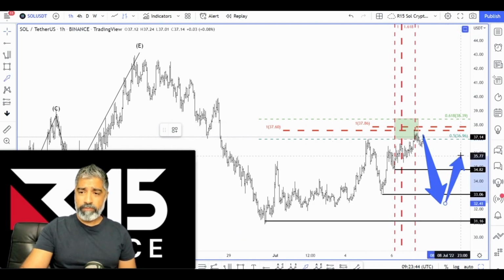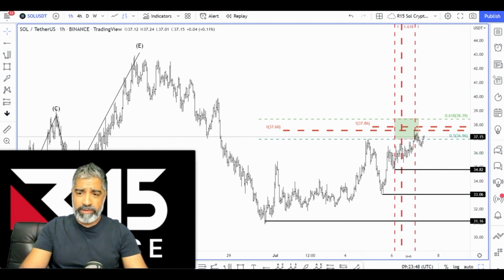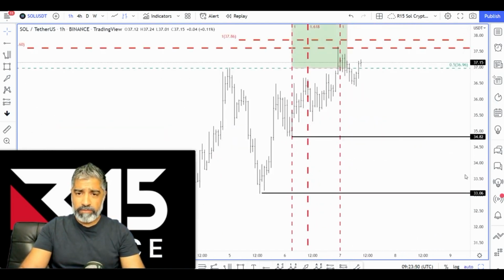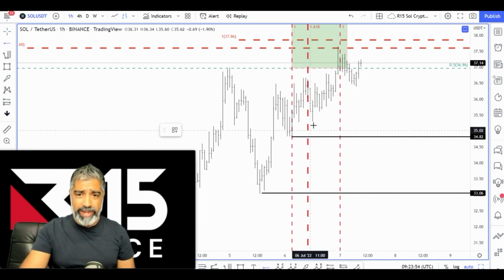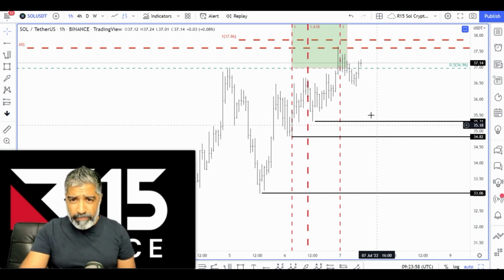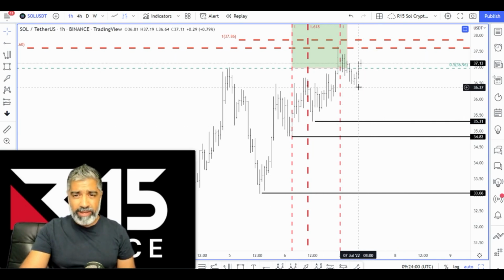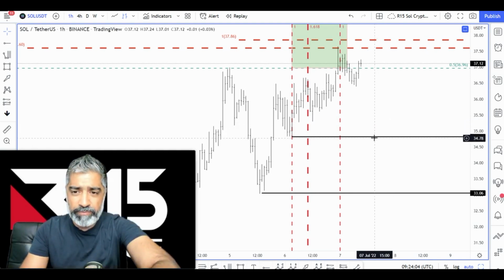Or if you're really confident, we can zoom in and get quite tight. Like there are these swing lows down here as well. We can look for these short positions over here. Yeah, this one is higher risk, but you can take that with a pinch of salt.